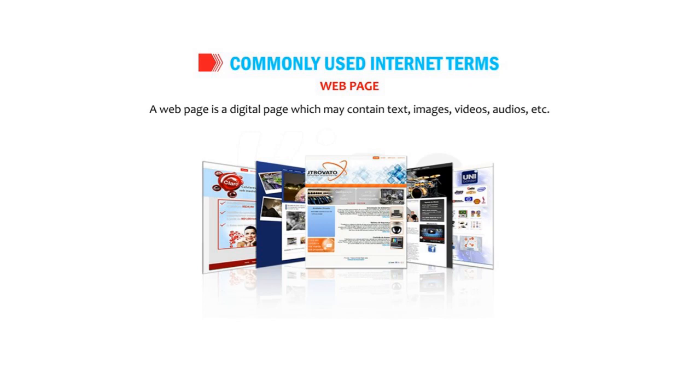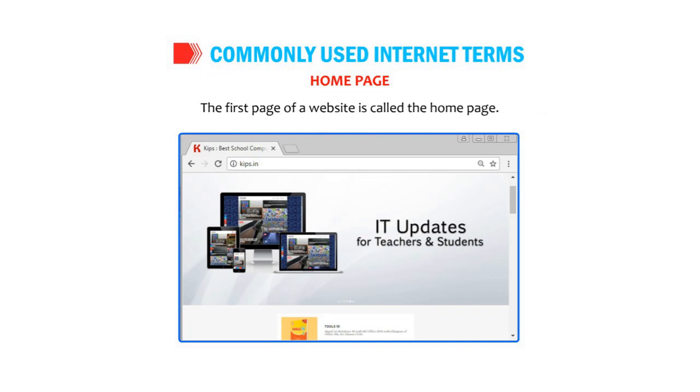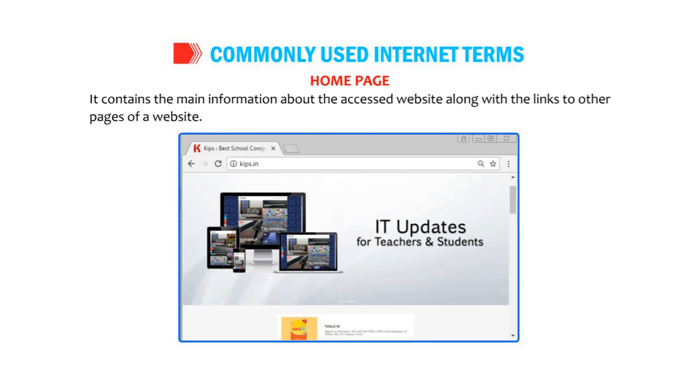Now, the next one is web page. A web page is a digital page of a website which may contain text, image, videos, audios, etc. Next one is home page. The first page of a website is called the home page. It contains the main information about the website along with the links to other web pages of the website.